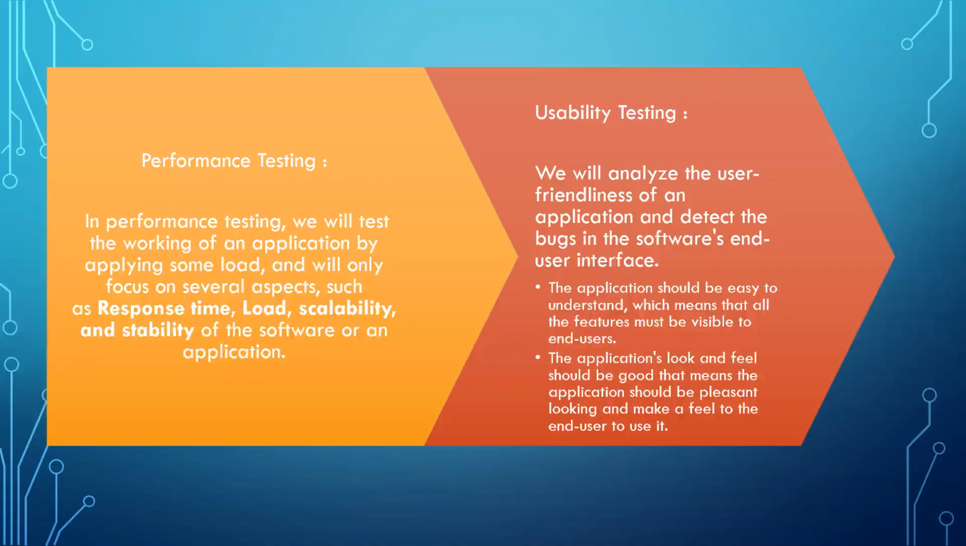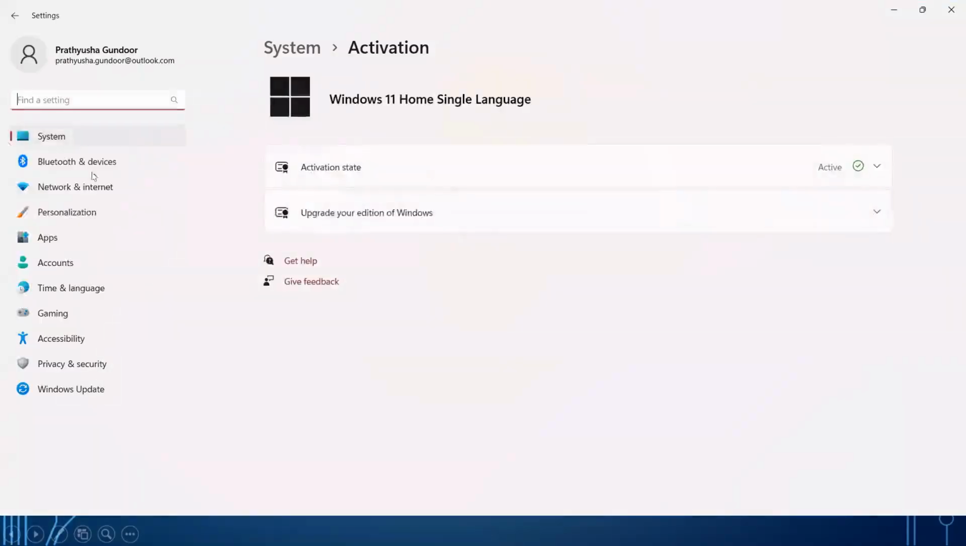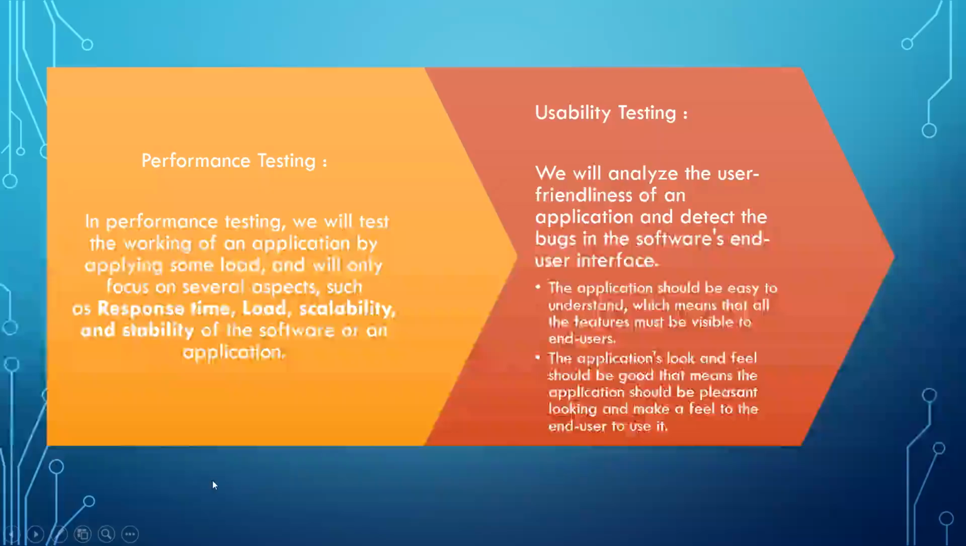Next, coming to usability testing, we analyze the user friendliness of an application and detect the bugs in software end user interfaces. The application should be easy to understand, which means that all the features must be visible to the end users. For example, you can see here.